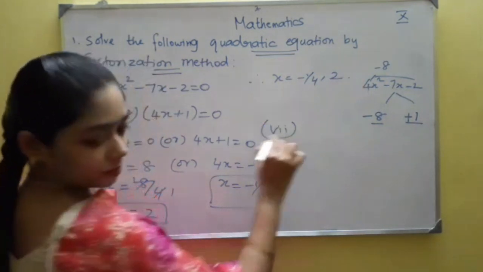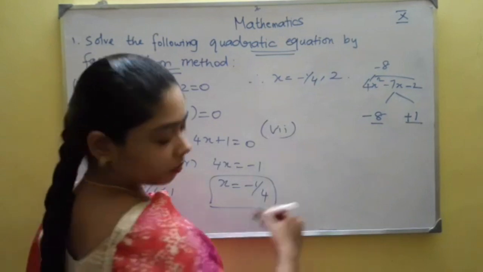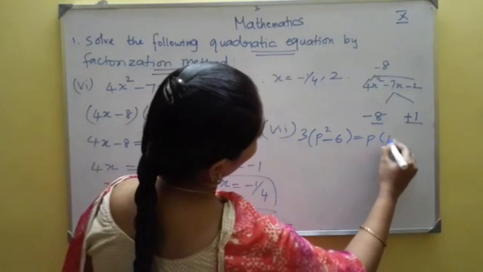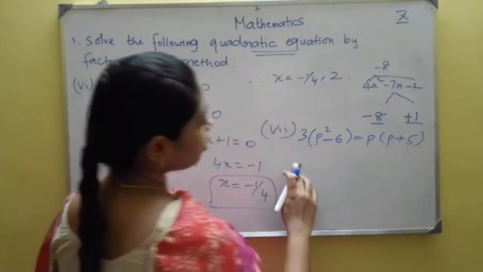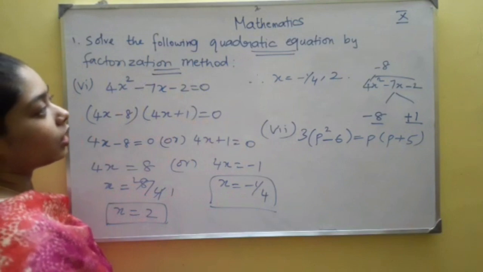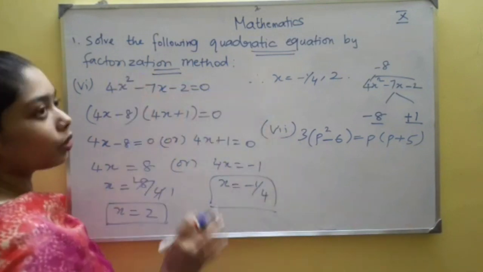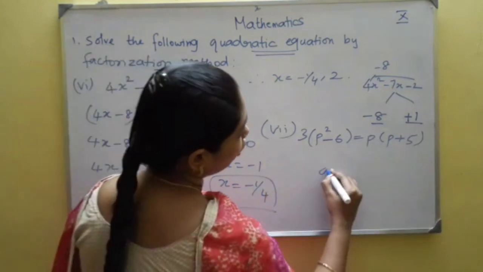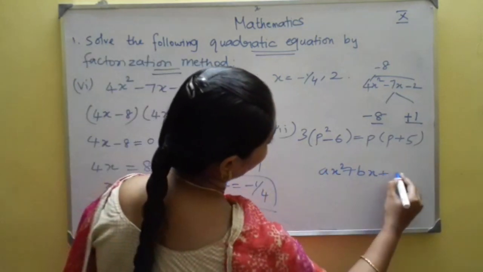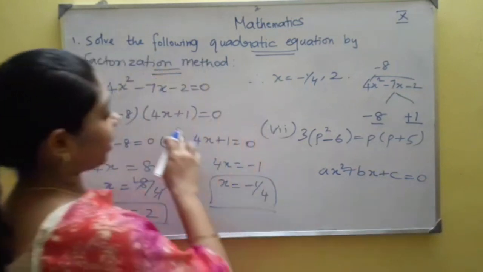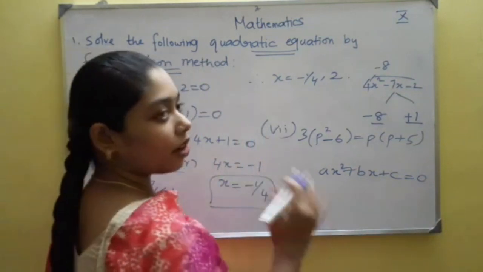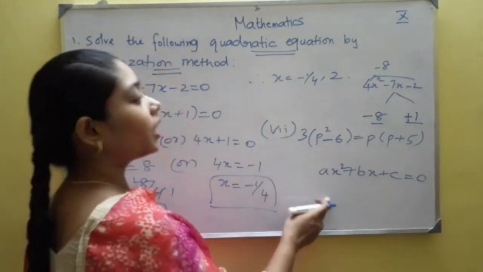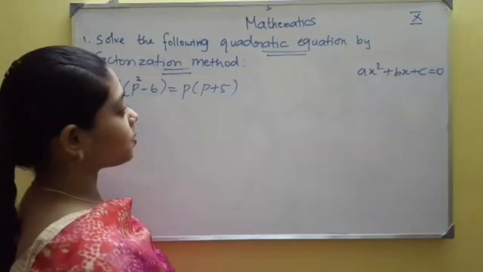Now the seventh problem. 3 times (p² − 6) = p(p + 5). Now this is your given expression. They ask you to factorize this, but you know how to factorize a quadratic equation. This is not in the normal way of a quadratic equation. A normal quadratic equation is supposed to look like this, ax² + bx + c. Then only you can factorize this, or else you can't. So your first step is to change this into the normal quadratic equation form, then do the factorization method.